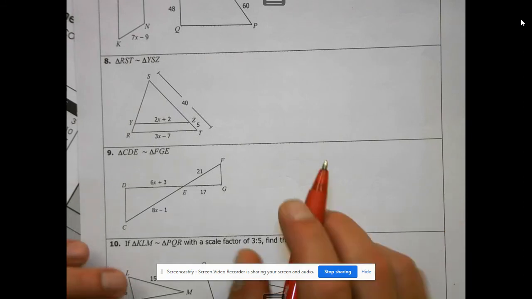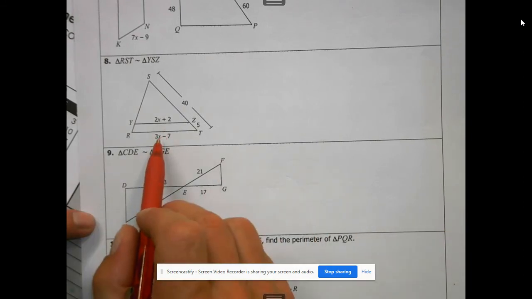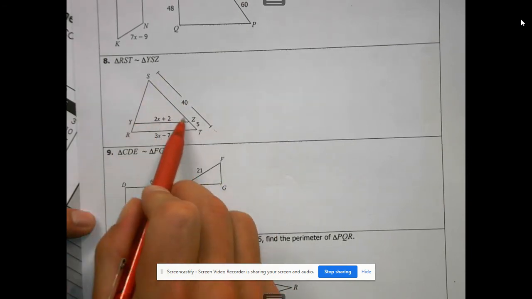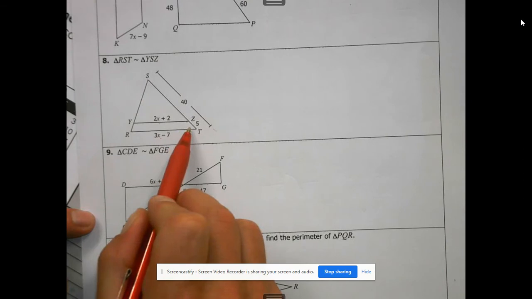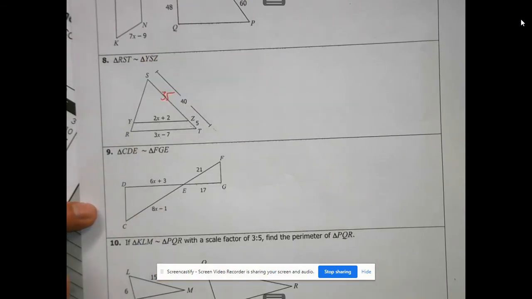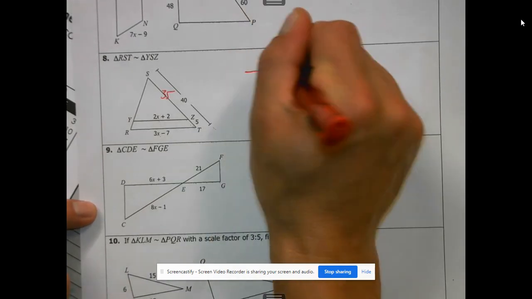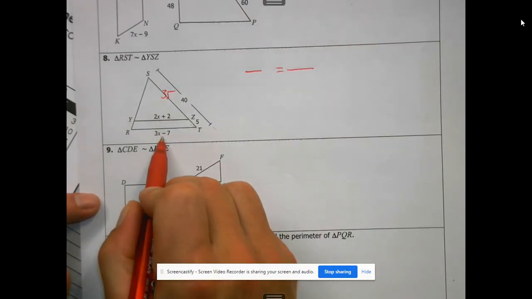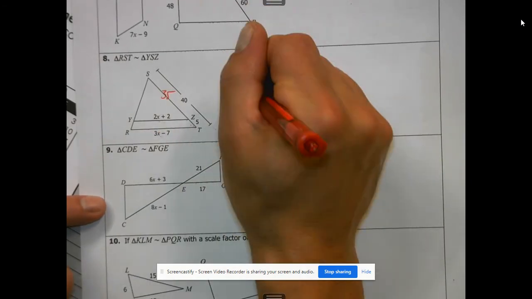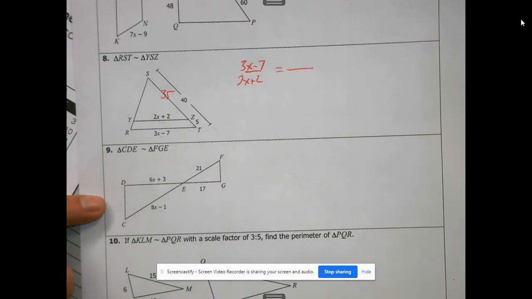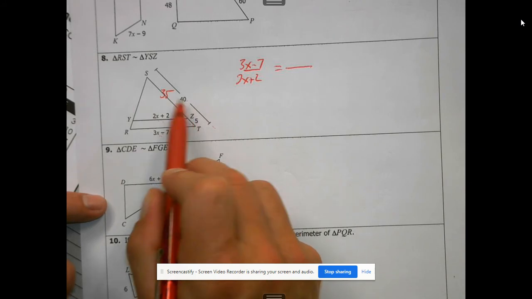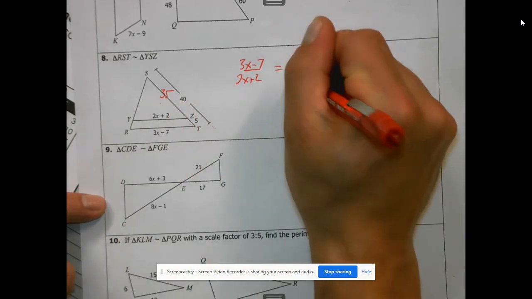Number 8. Now if I check out number 8, I see I've got big base, small base, and I have the big side, but I'm missing the small side. So this whole thing is 40. That little piece is 5. Subtract there to get small side to be 35. Now we can go to work. I'm going to go big base over small base, 3x minus 7 over small base, 2x plus 2. So big base over small base equals big side over small side, 40 over 35.